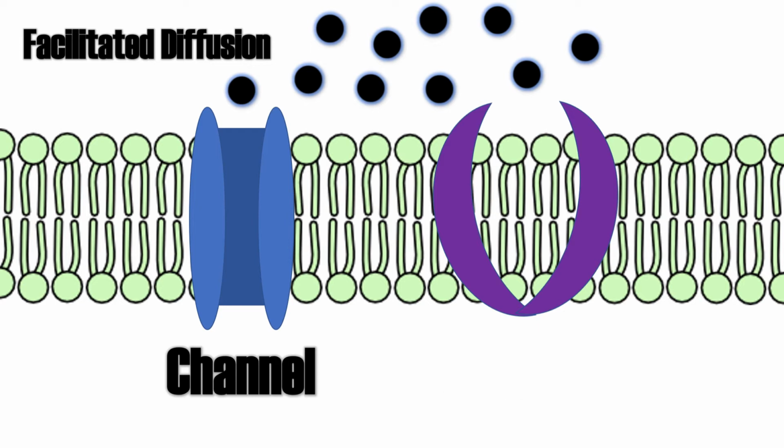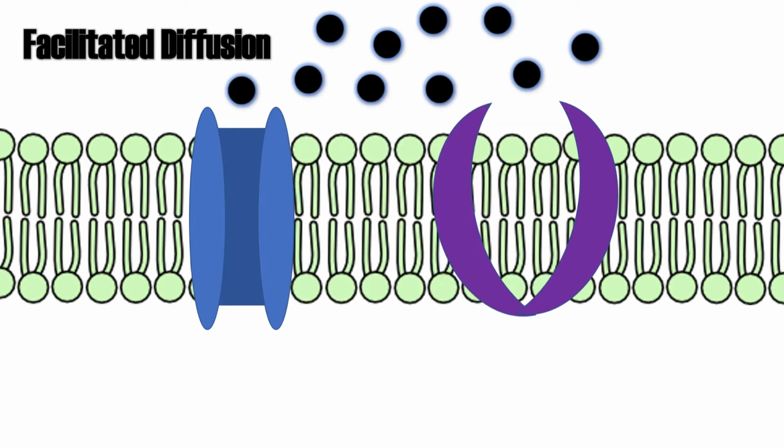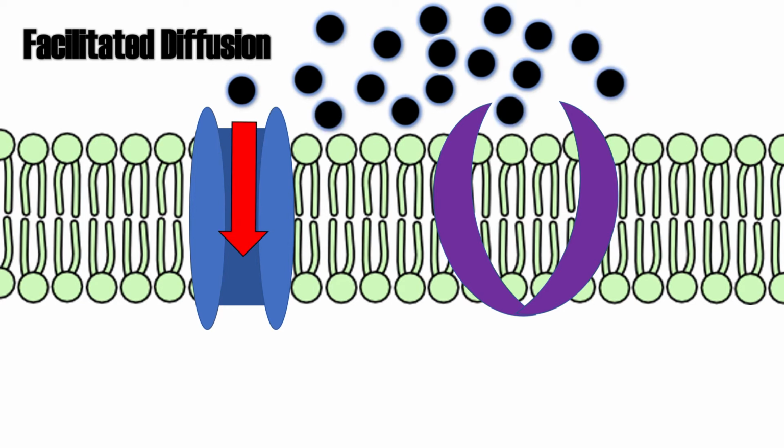Channels are membrane pores that can only transport molecules and ions down an electrochemical gradient. They're super fast because they bind their substrate very weakly. Their speed is proportional to substrate concentration. So basically, more substrate equals more speed. And here's a quick demonstration of what happens with facilitated diffusion using channels.